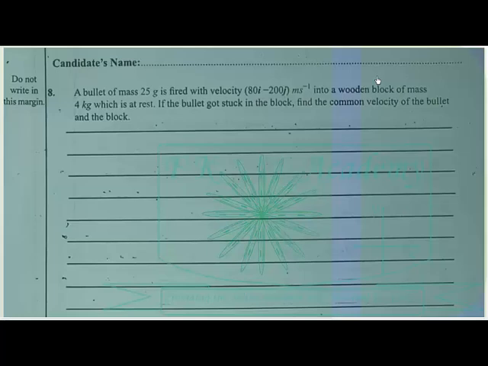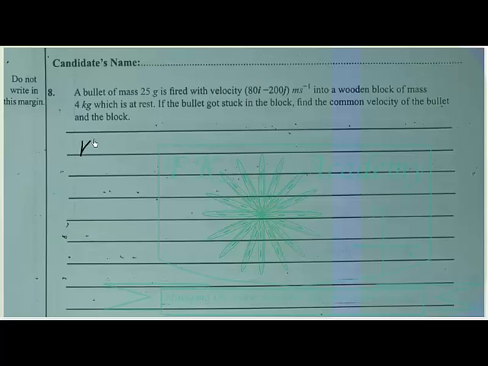A bullet of mass 25 grams is fired with velocity 80i minus 200j meters per second into a wooden block of mass 4 kg, which is at rest. If the bullet gets stuck in the block, find the common velocity of the bullet and the block. So it means after they meet, they have a uniform velocity. They have a common velocity.